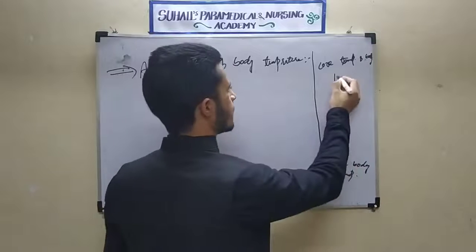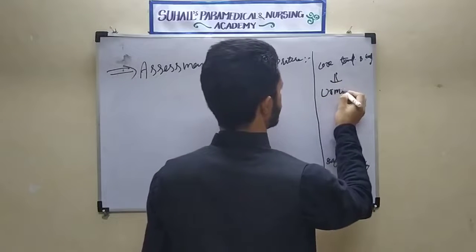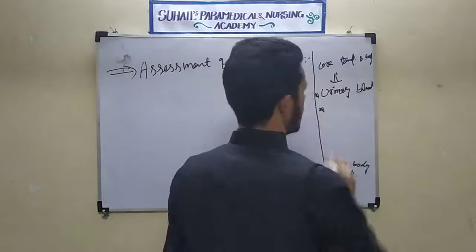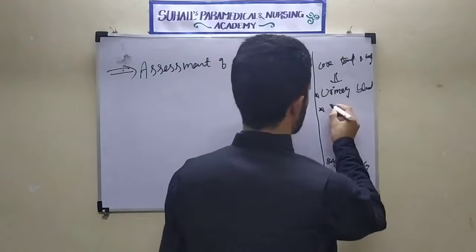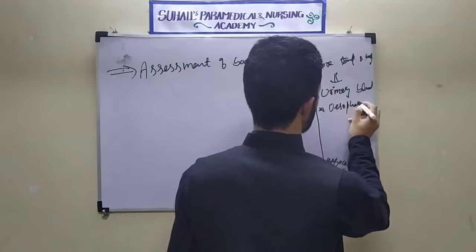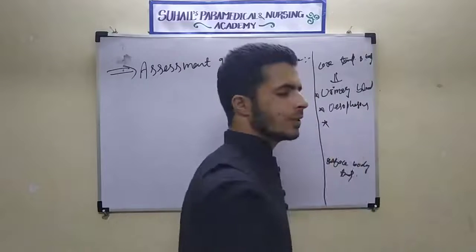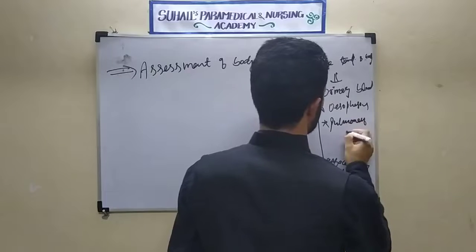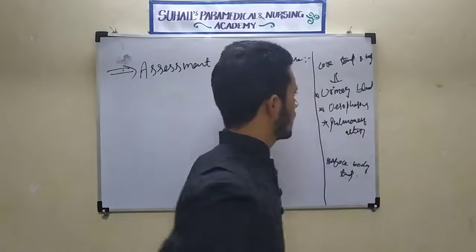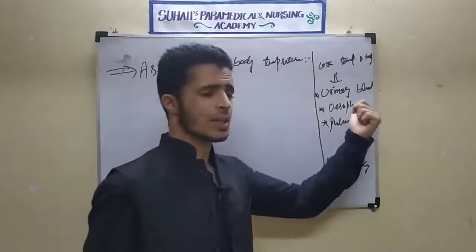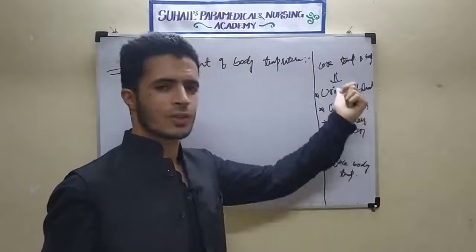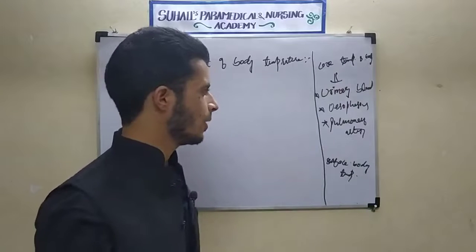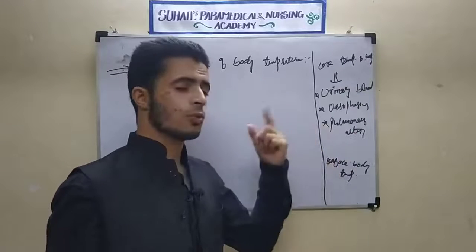What are the deep organs? Suppose urinary bladder. Then after urinary bladder, suppose oesophagus. There is pulmonary artery. So these are the three main parts: pulmonary artery, oesophagus, urinary bladder. These are the organs which are deep, and we are assessing the temperature from these. This is core body temperature. The temperature we are getting from these organs is core body temperature.